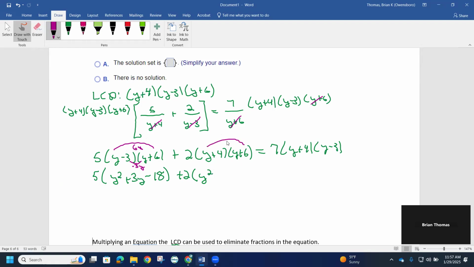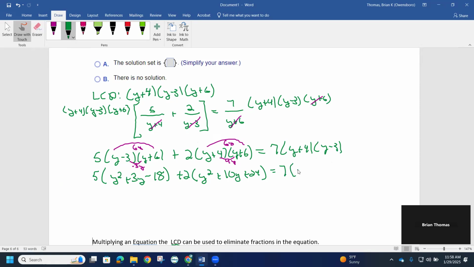So y times 6 is 6y. 4 times y is 4y. So 6y and 4y gives me a 10y. And then 4 times 6 is going to give me this 24. So then I have the 7, and then I'm going to multiply these two binomials together.